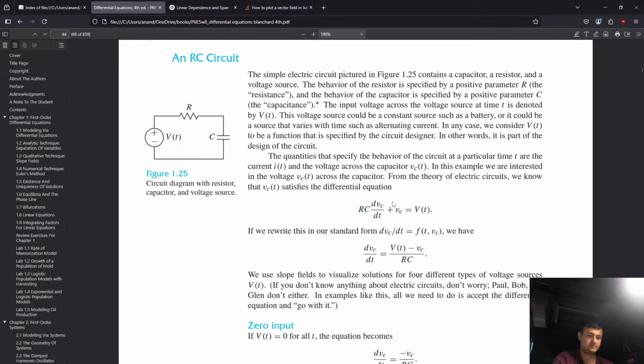Let's figure that out. So we have RC dVc/dt plus Vc is equal to V of t.